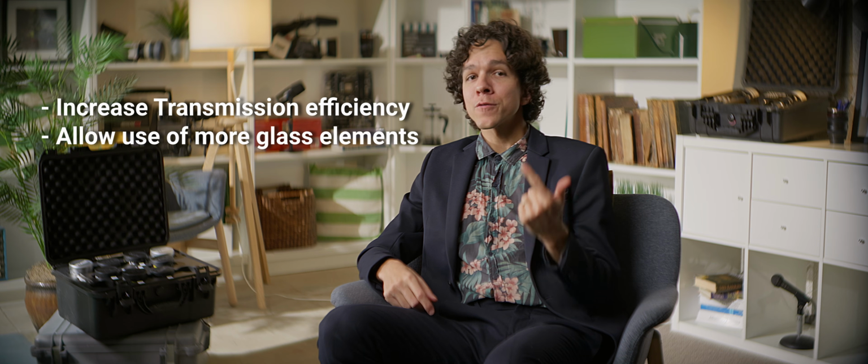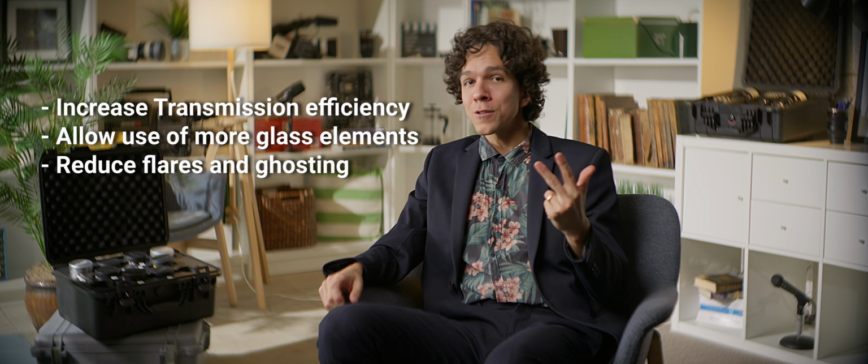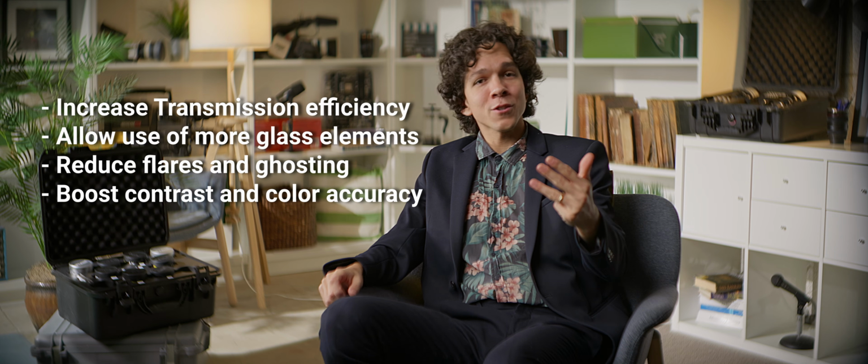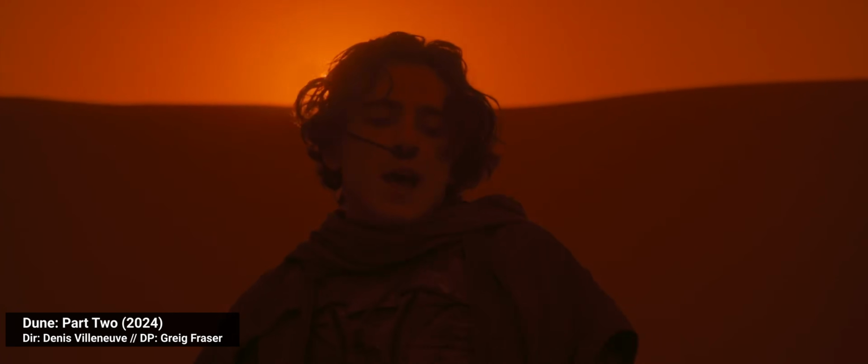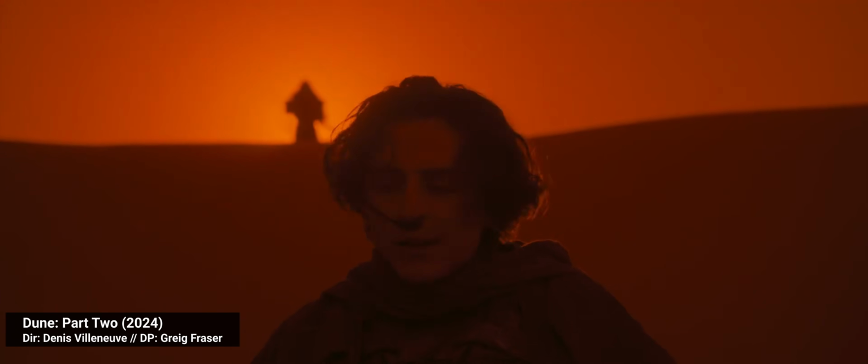Good coatings increase transmission efficiency, effectively making lenses faster as less light gets bounced around and more light reaches the sensor. It allows for the use of more glass elements to refine the optical design, it reduces flares and ghosting, and it boosts contrast and color accuracy. If anti-reflective coatings had not evolved, our high-contrast lighting setups of today would look nothing like they do. Coatings are key to how we can shape and capture light through our lenses.